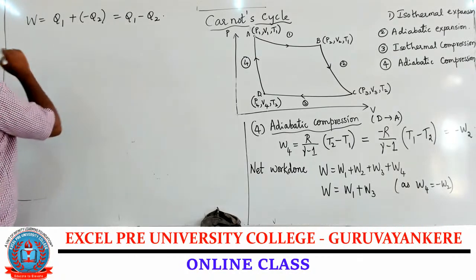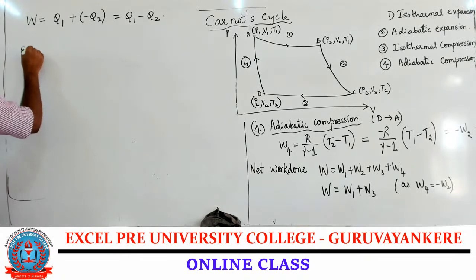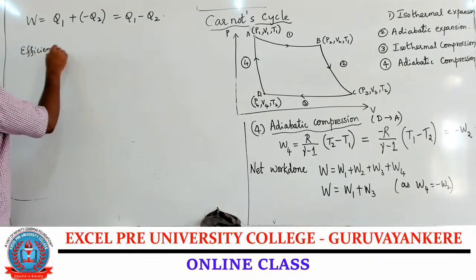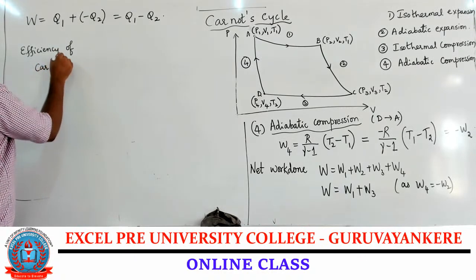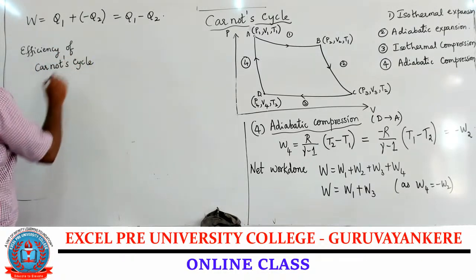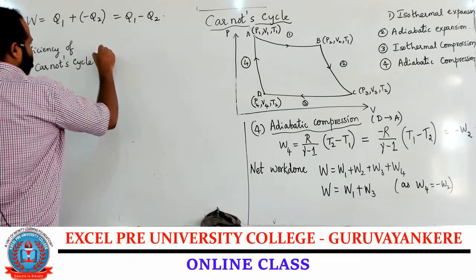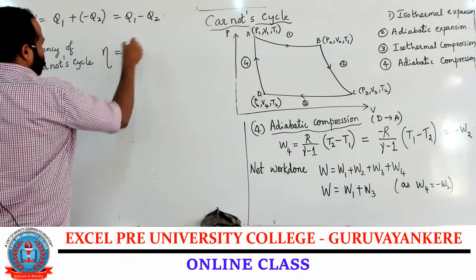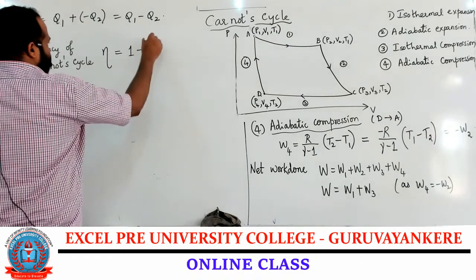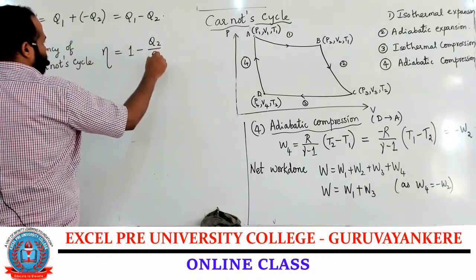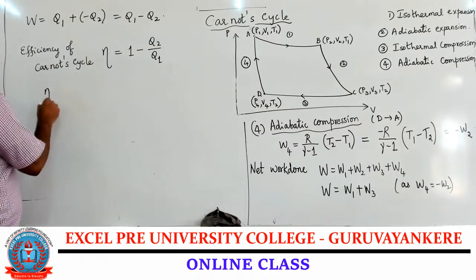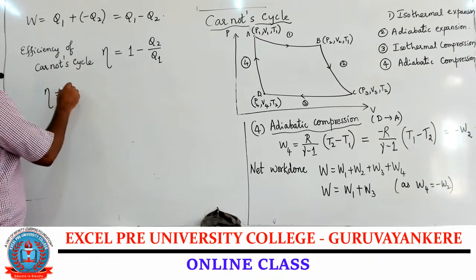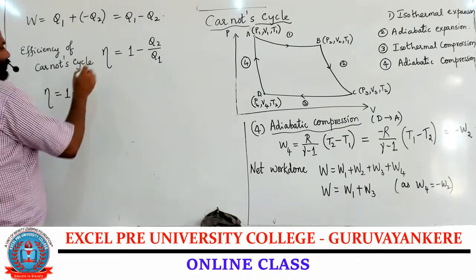If you go directly to the efficiency of the Carnot cycle to be calculated, efficiency is 1 minus Q2 by Q1.